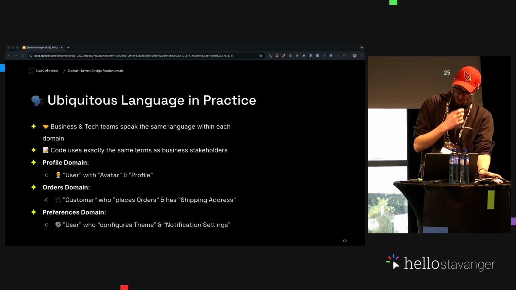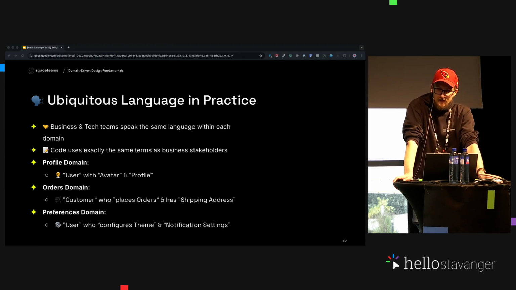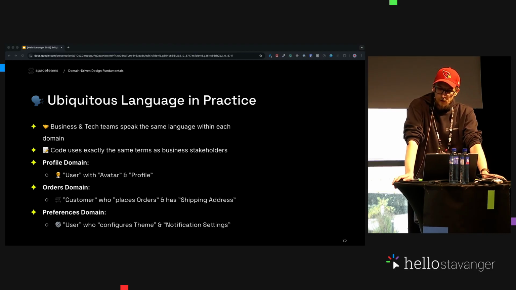As mentioned, ubiquitous language means that business and tech teams speak the same language within each domain. So there's no more translation needed between business speak and tech speak. And as mentioned, the terms become the actual code, right? So if you remember the confusing user model, here's how ubiquitous language eliminates that chaos. You see, the profile team talks about users, right? With avatars. So in our code, we have a profile user model.